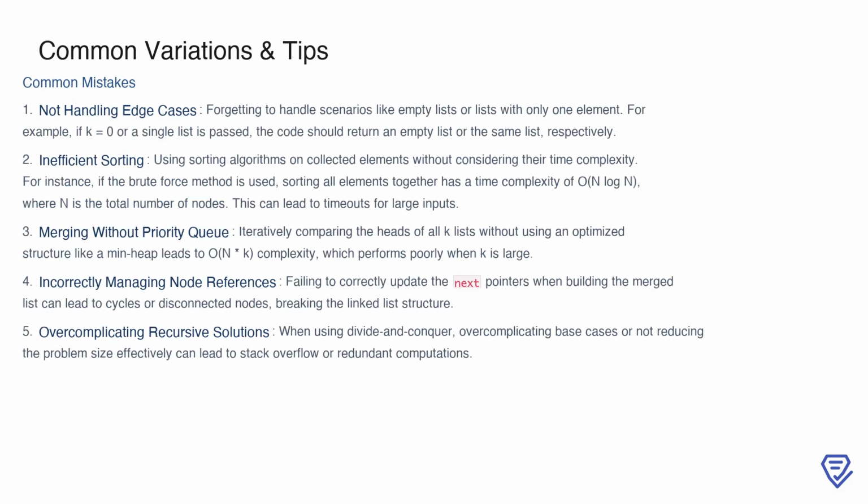Here are some common mistakes to watch out for when solving the merge k sorted lists problem. First, forgetting to handle edge cases is a frequent issue. For example, if the input contains an empty list or just one list, your solution should return an empty list or the single list directly. Overlooking these scenarios can cause unnecessary errors.